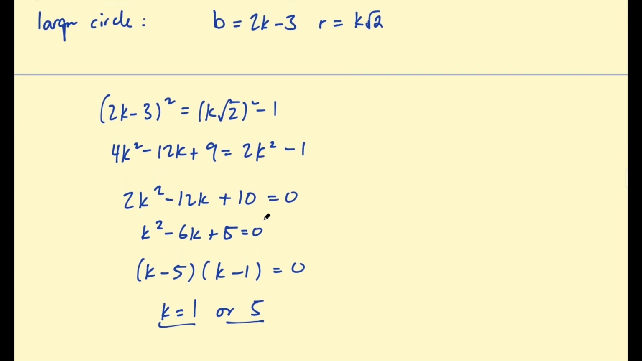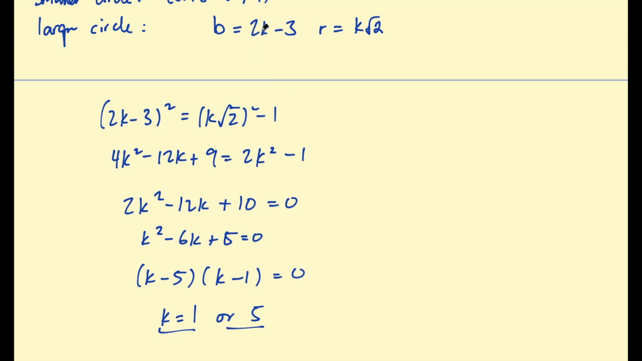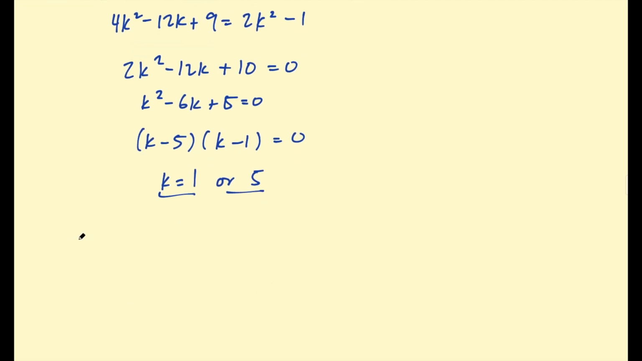So now we have k equal to 5, therefore the center is at 0, 7, and the radius is 5 root 2. So b equals 7, the radius is 5 root 2. And so now we have the equations of the circles.